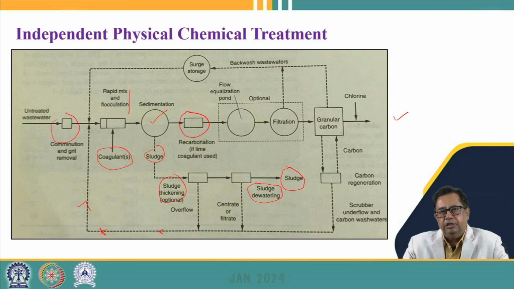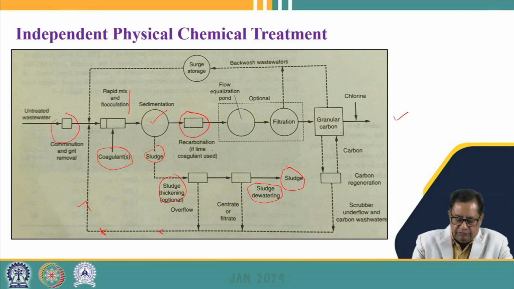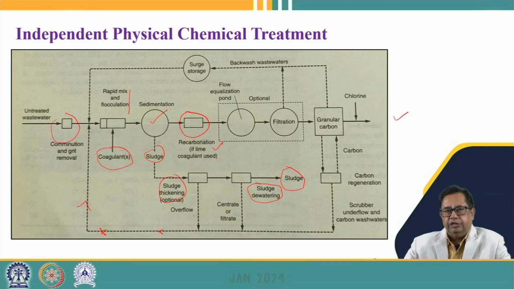This may happen when we have added excess lime for the coagulation, flocculation and sedimentation process. In that case, we may require that the pH of the wastewater be reduced so that a very high pH does not go into the effluent. So for that, we go for recarbonation, that is, addition of carbon dioxide, so that the pH of the wastewater may come down.